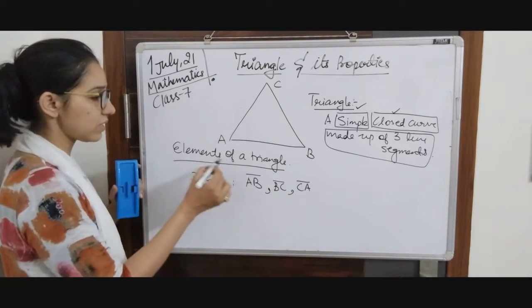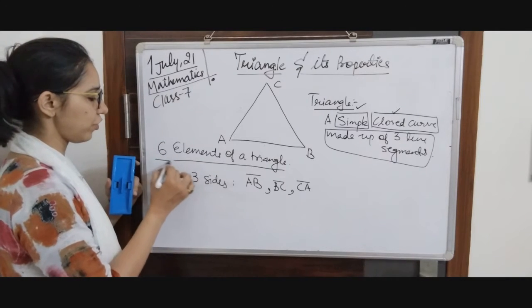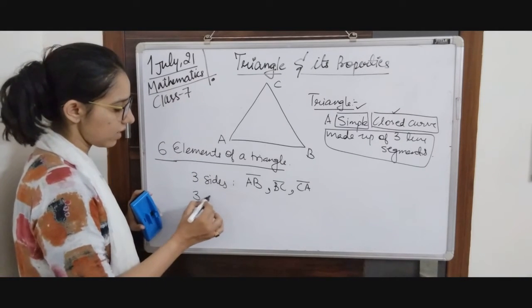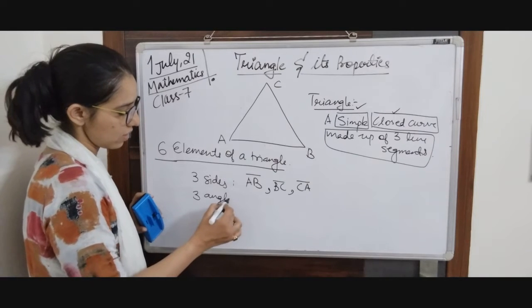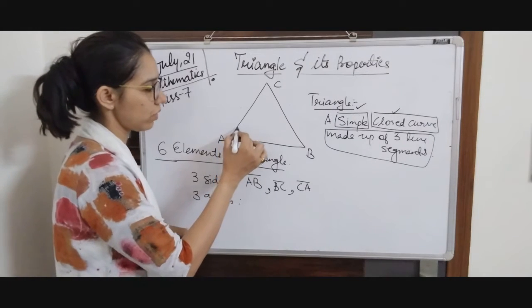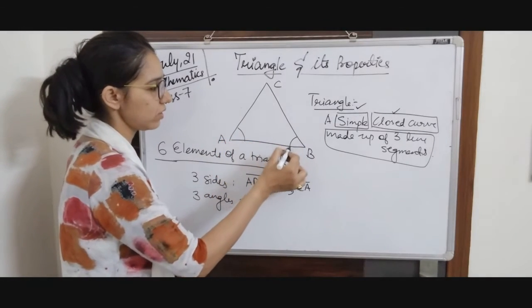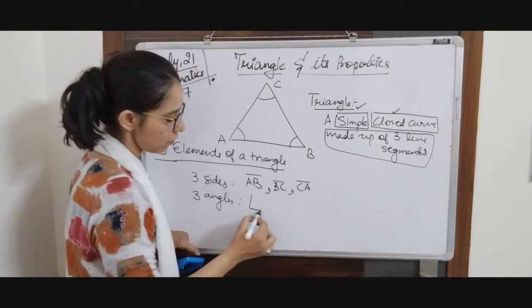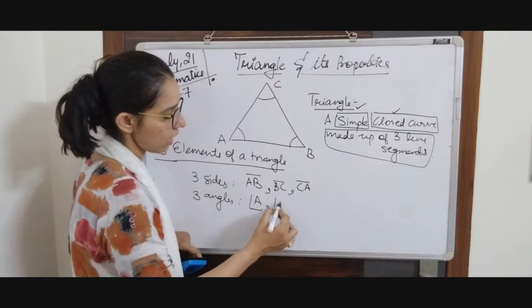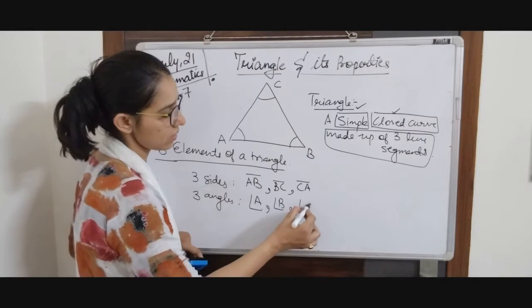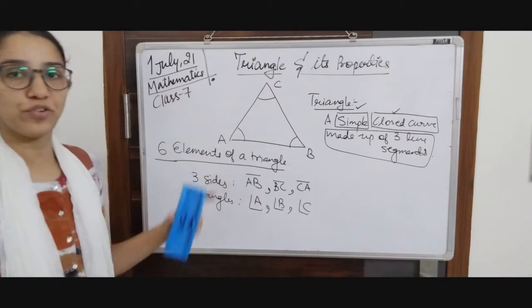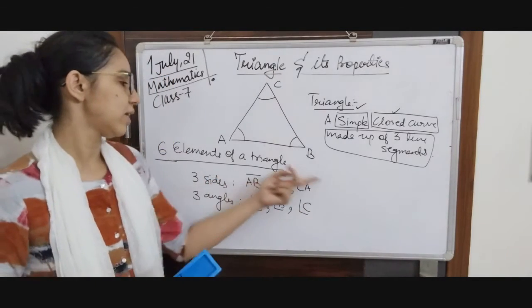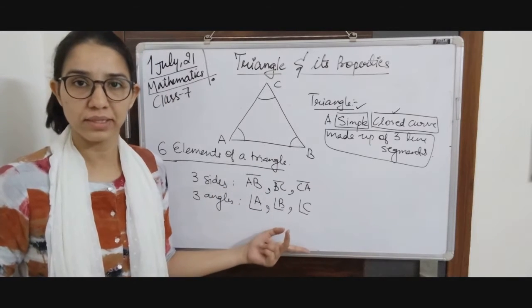A triangle has 6 elements: 3 sides and 3 angles. Angles, this one and this one, will be angle A, angle B and angle C. So the 6 elements of a triangle are going to be 3 sides and 3 angles like this.